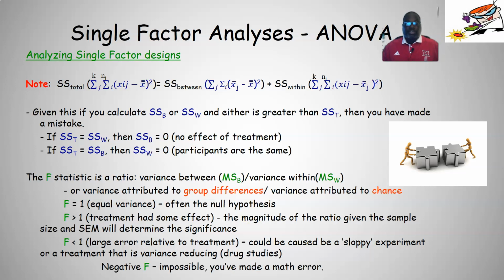And then finally, we talked about that you can't have a negative F. And this simply goes back to the fact that everything that goes into the analysis is squared. So it's impossible to have a negative square. So if you're seeing this either in your hand calculation or in your program, something has gone horribly wrong.